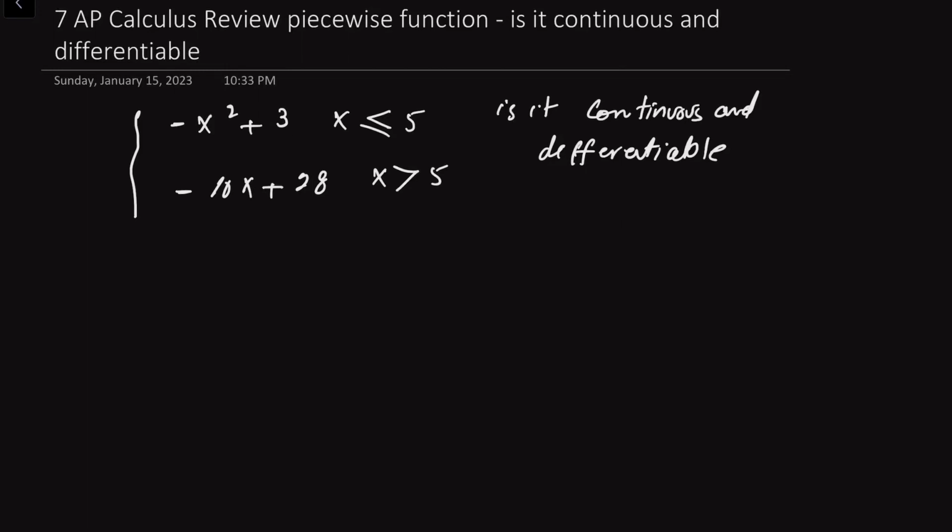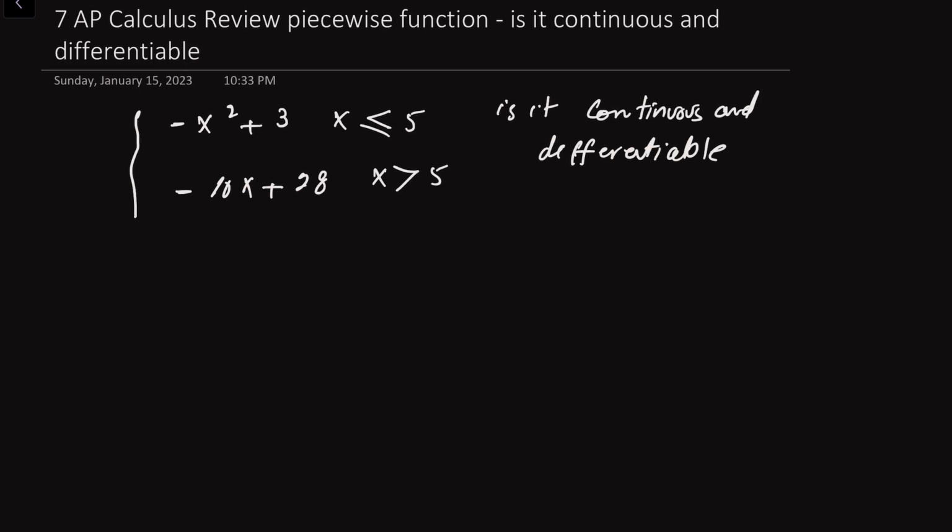Hi everyone, more problems on AP Calculus review. This one is going to be two problems. The first one is a piecewise function. As you see in this example, it is a piecewise function, so it continues from two parts.